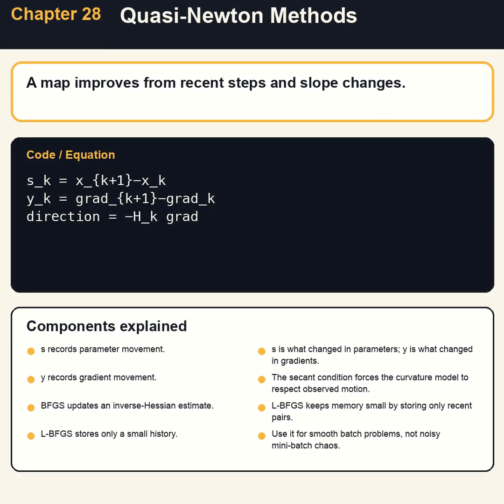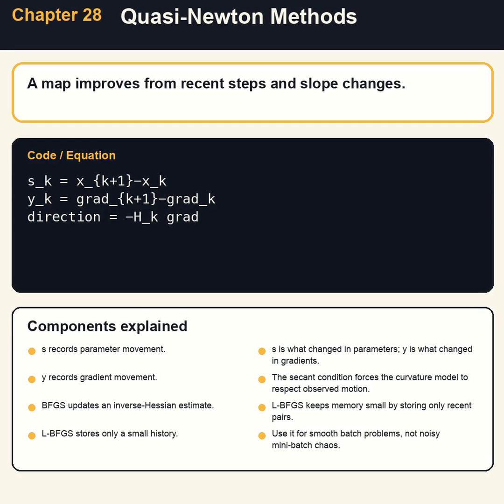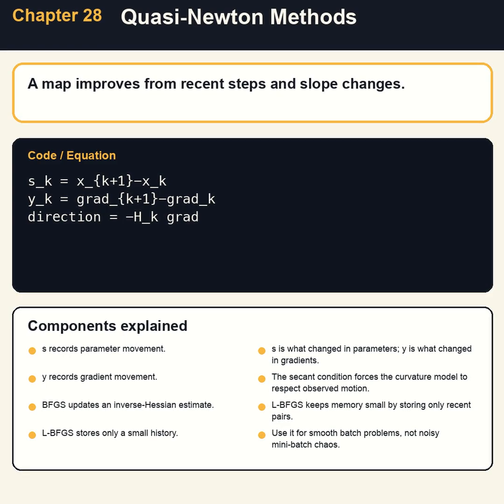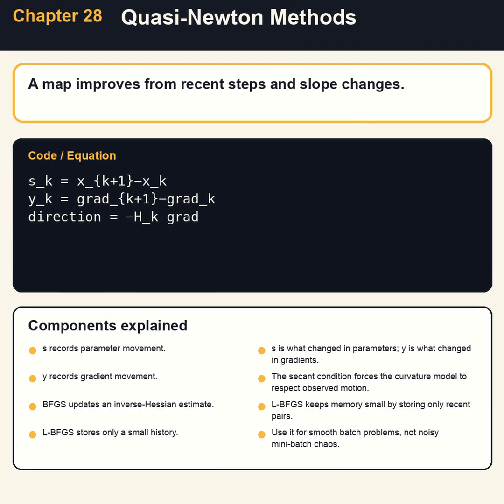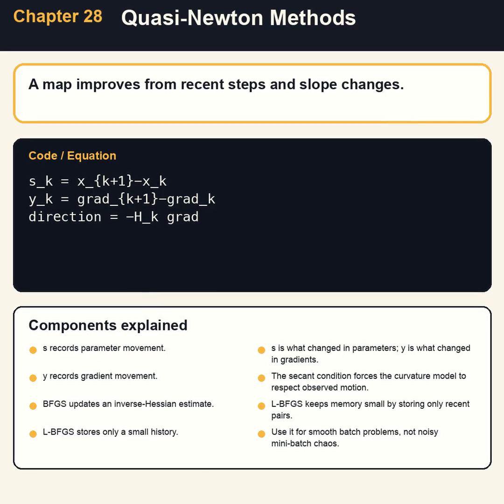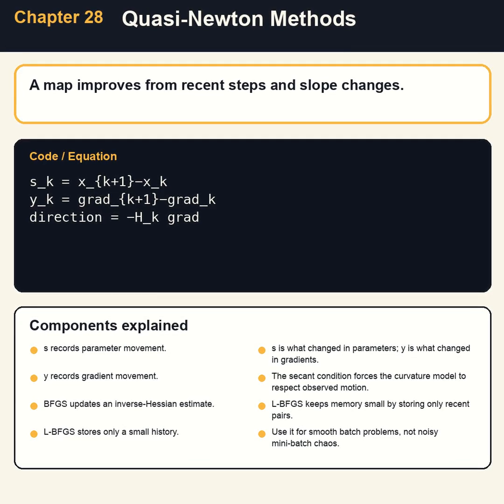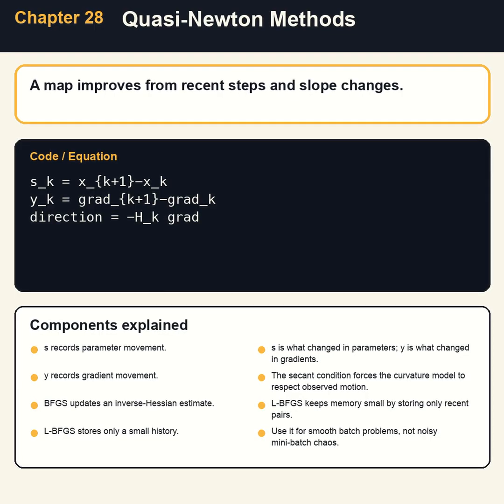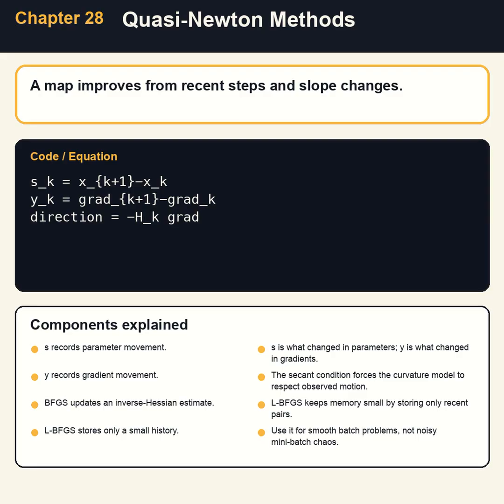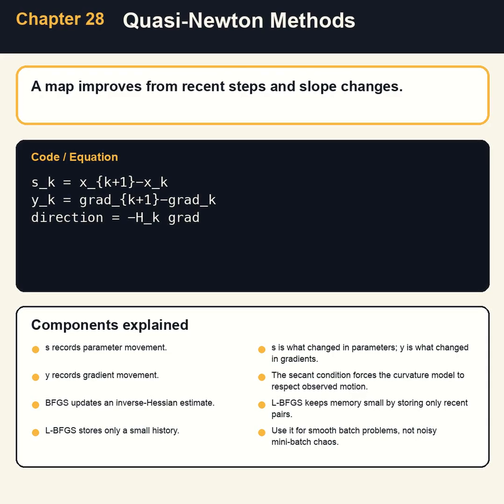Quasi-Newton methods. Real-world analogy: navigate with a map that improves after every step and every new slope observation. BFGS updates a Hessian inverse estimate from observed steps and gradient changes. L-BFGS keeps only recent pairs, reducing memory from quadratic to linear in parameter count.